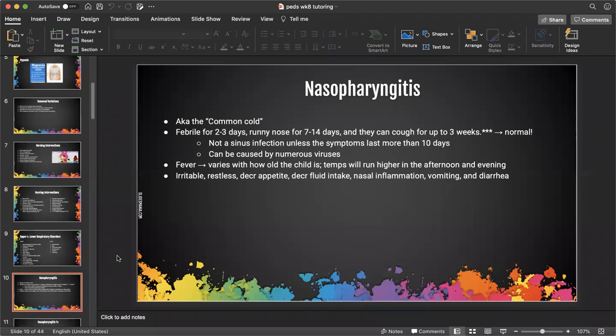And then nasopharyngitis can be caused by numerous viruses. So fever, it varies with how old the child is. Temps will run higher in the afternoon and the evening. And then they could be irritable, restless. They could have a decreased appetite, decreased fluid intake. They could also have some nasal inflammation, vomiting, and diarrhea.